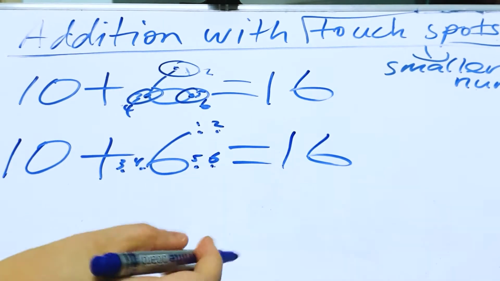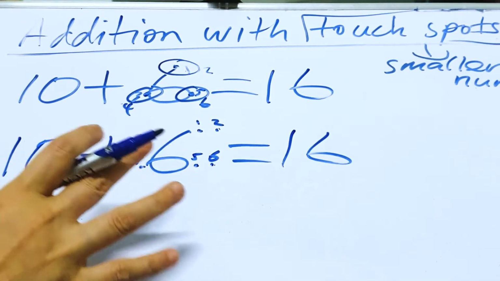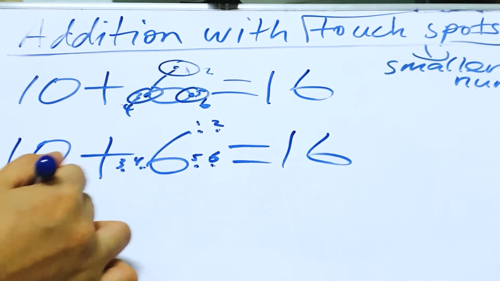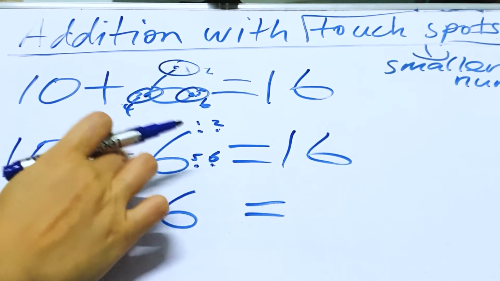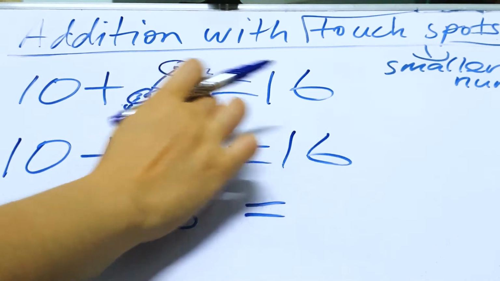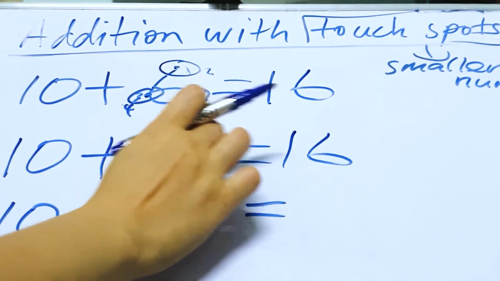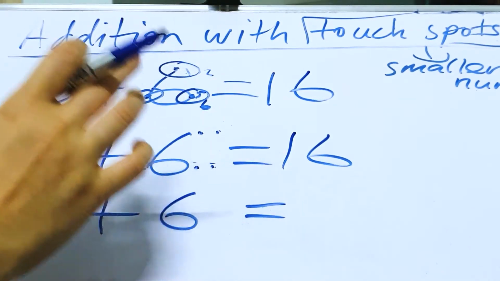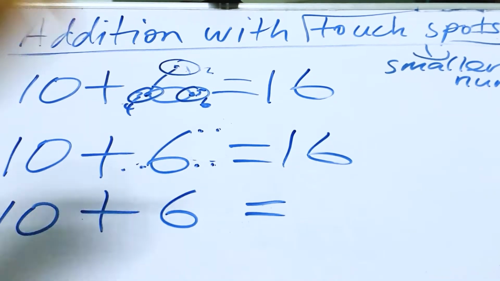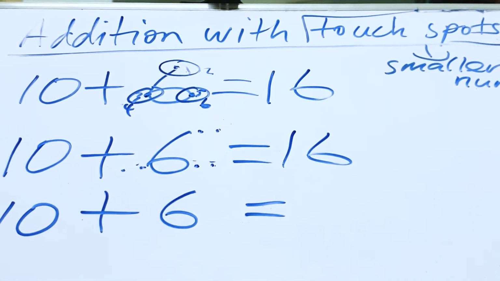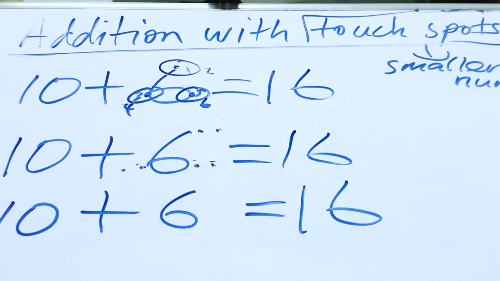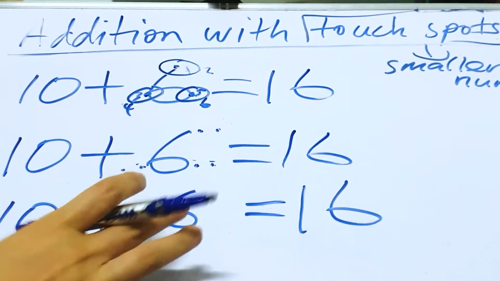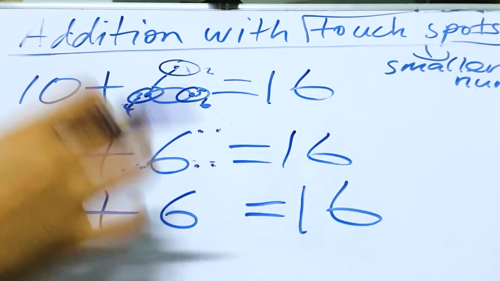So the answer is 16. Some children can visualize. Instead of counting, putting dots, some children are very smart, they use visualization. They just use the brain to count. 10, 11, 12, 13, 14, 15, 16. So the answer is 16. Some smart children really can do like that. They visualize it.